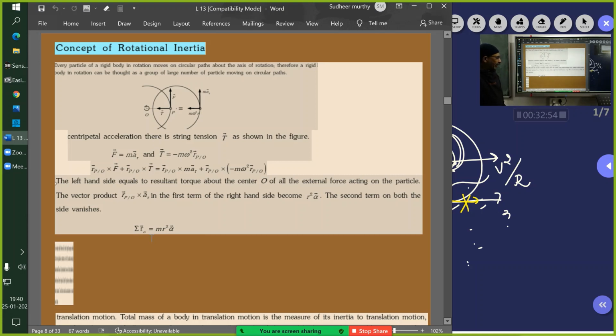So summation tau bar with respect to O, and this is important, will be equal to m, where m is the mass of the particle, r square, this distance, into alpha. Now if you compare this equation with the equation for linear motion, we used to write summation F bar is equal to m into a.